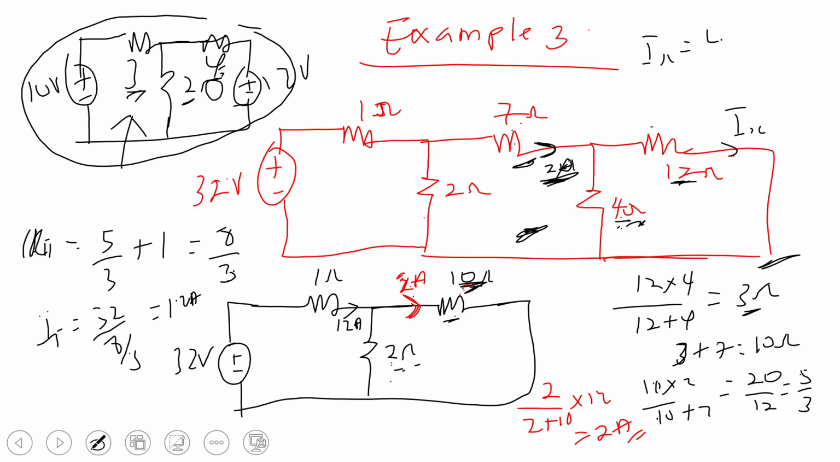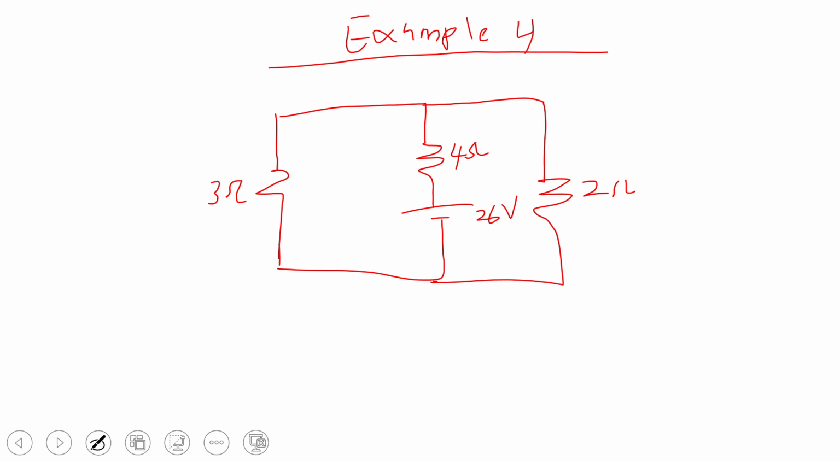Ix will be the other resistor, 4 over 4 plus 12, times 2 amp. And this is going to give us 8 on 16, that's going to be 1 on 4 amp. So have you seen that easily we've been able to find the current Ix just by applying the current division rule? Have you seen the current division rule is very interesting. Now, let's see another example.